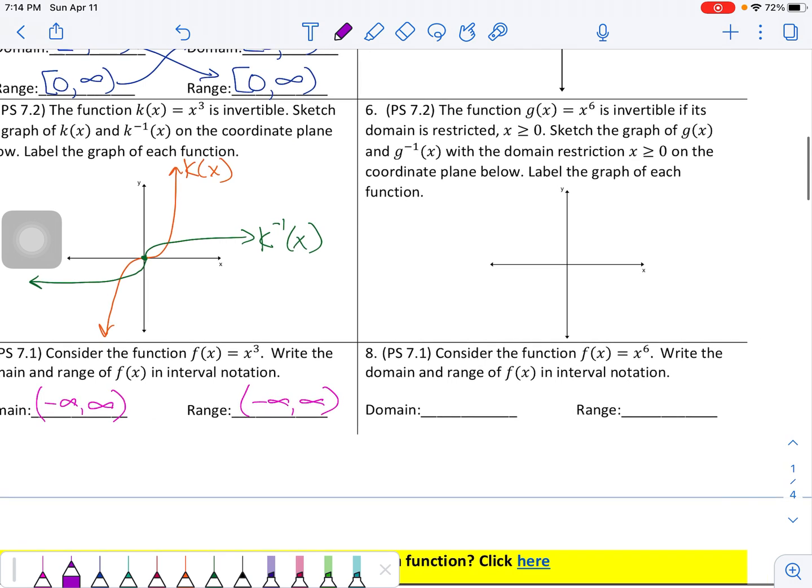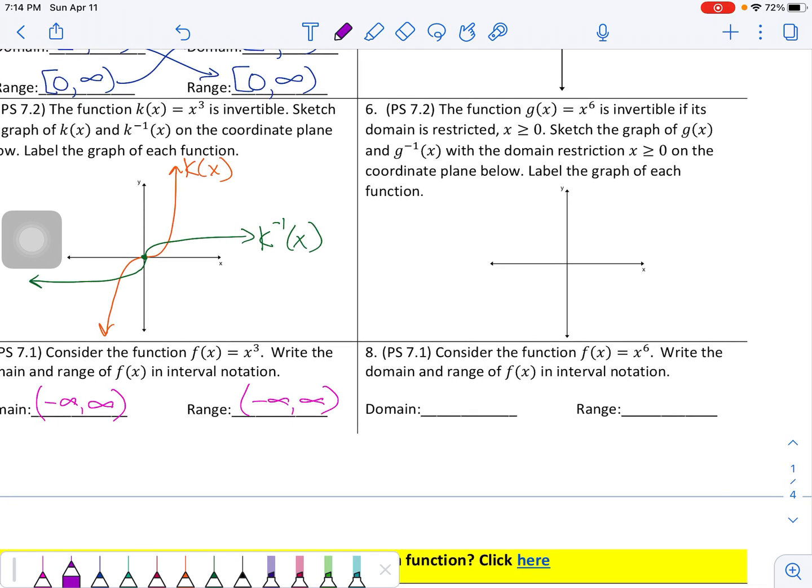Problem number 6. The function g of x is equal to x to the 6th is invertible if its domain is restricted. All right, so we're going to sketch x to the 6th, but only the positive part of it. It's going to look something like this. This is g of x, and we are going to invert it. So start at 0, 0 here, and it quickly grows on x, but it's a very slow growth on y. We labeled them, we graphed them, okay, great.